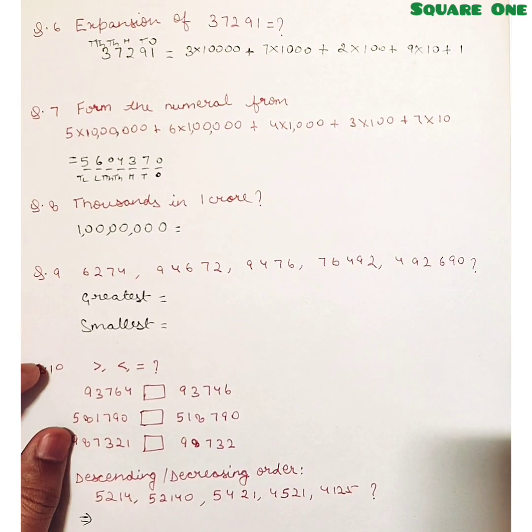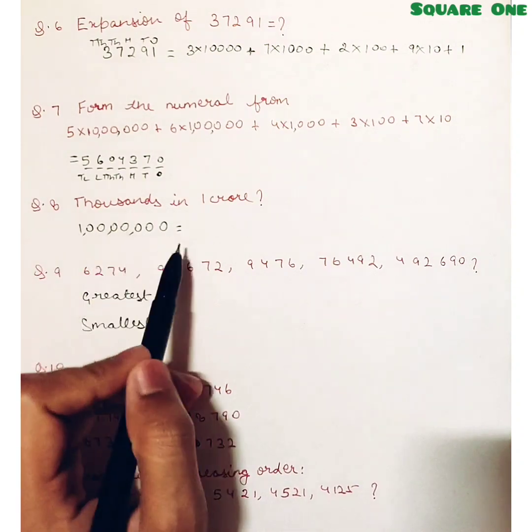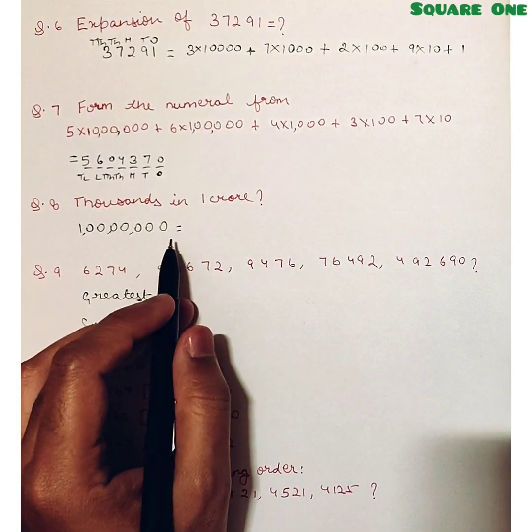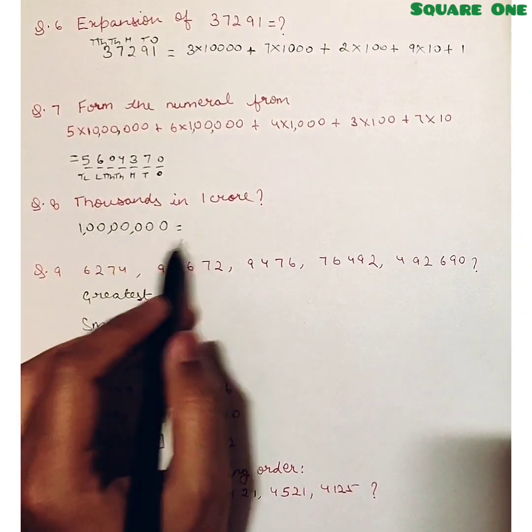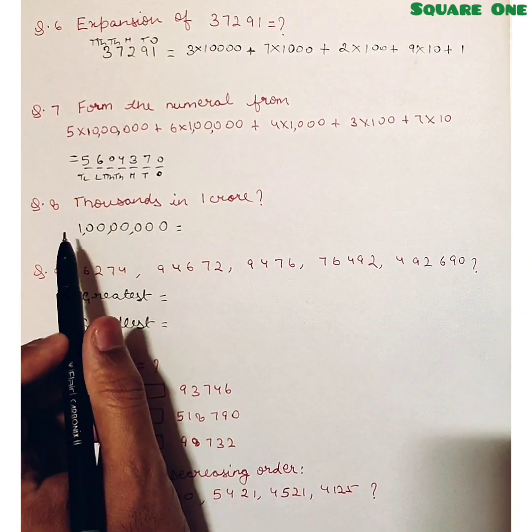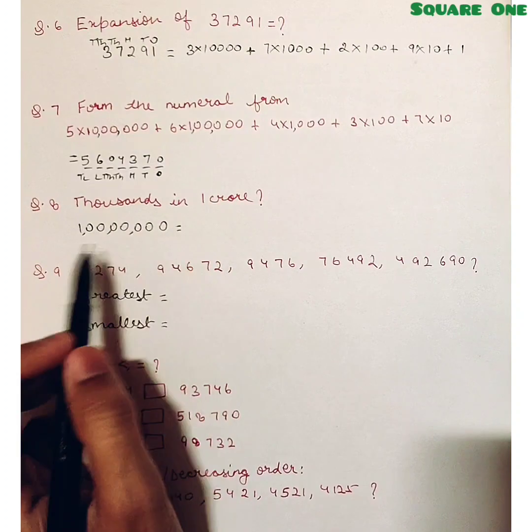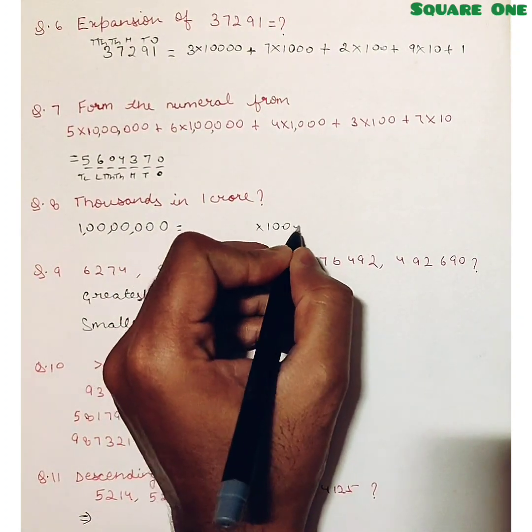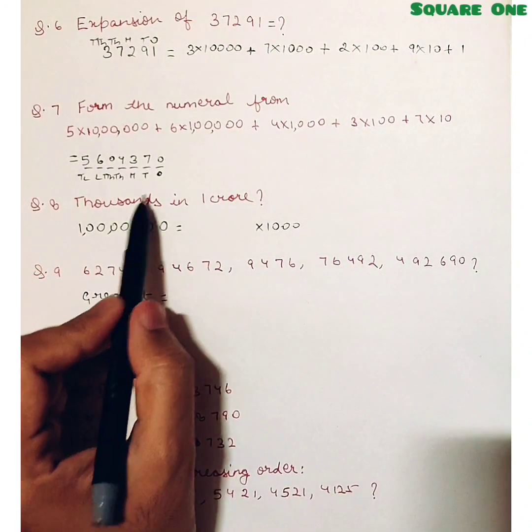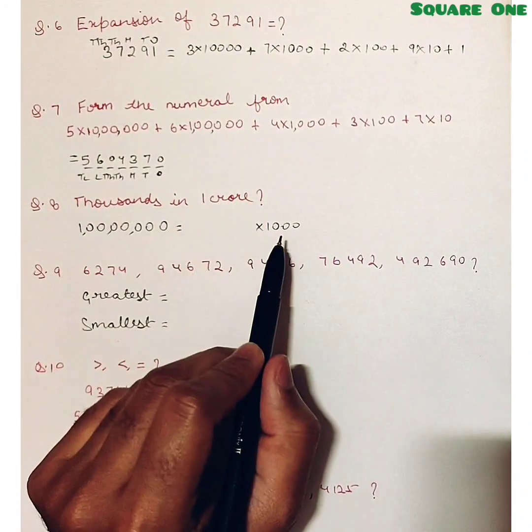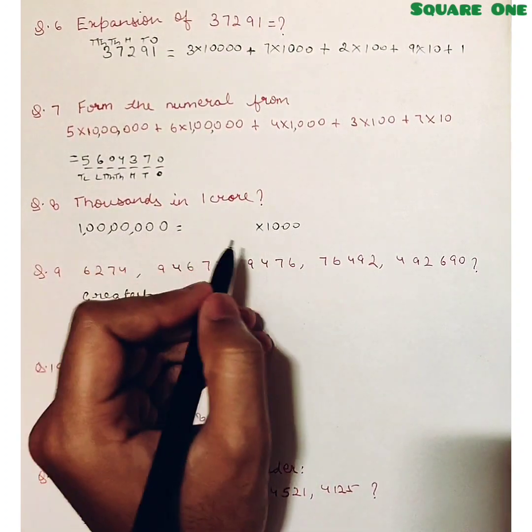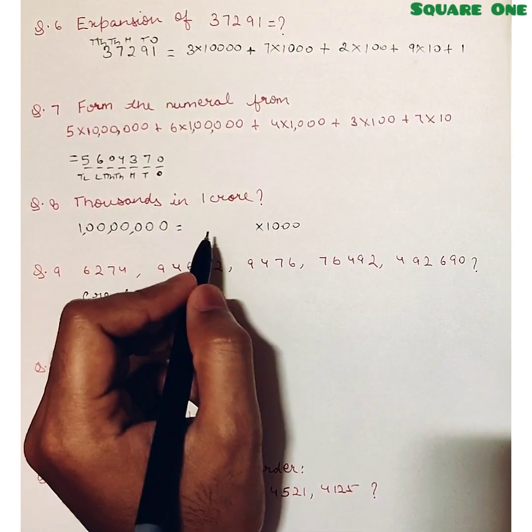The next question, I asked you how many thousands are there in 1 crore. So I have written this 1 crore here and used commas to make it simple to read. First thing that I will do is separate these zeros. There are 7 zeros in this 1 crore. So I will separate it into 1,000. First I will write 1,000 because they have asked how many thousands are there in 1 crore. So I will write the thousands at the right place.